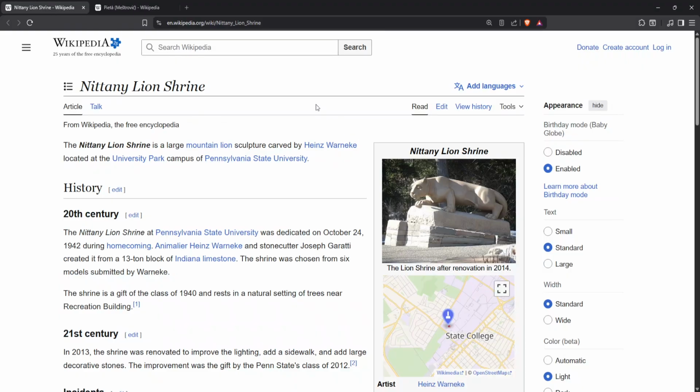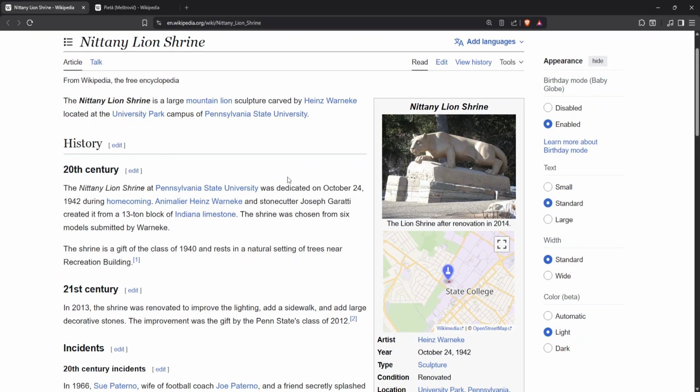The Nittany Lion Shrine. The Nittany Lion Shrine is a large mountain lion sculpture carved by Heinz Warneke, located at the University Park campus of Pennsylvania State University. Very lovely university, by the way.